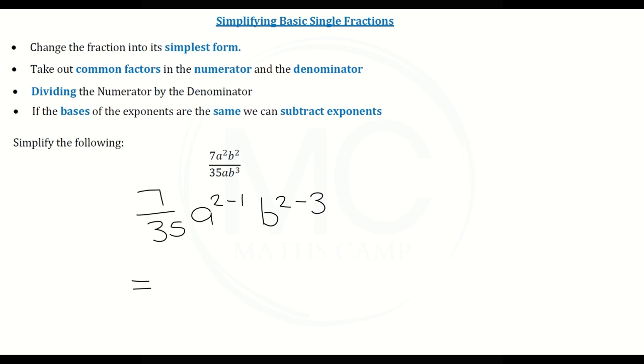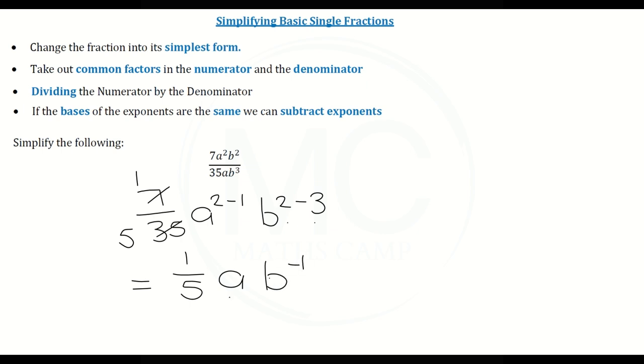7 and 35 are both divisible by 7. 7 divided by 7 leaves us with 1. 35 divided by 7 leaves us with 5. Let's write this over here. 1 over 5. Now we have a to the power of 2 minus 1. 2 minus 1 is 1. So we have a to the power of 1, which is simply a. Finally, we have b to the power of 2 minus 3. 2 minus 3 is negative 1. So we have b to the power of negative 1.